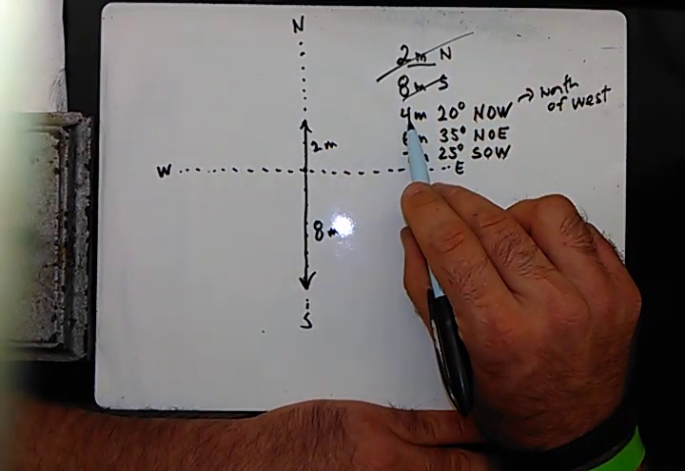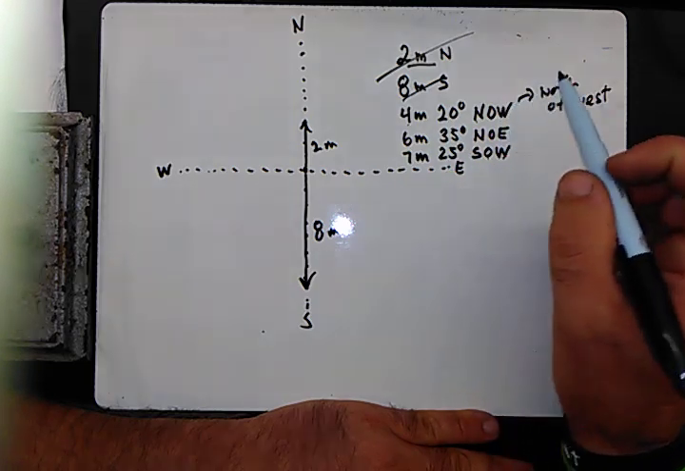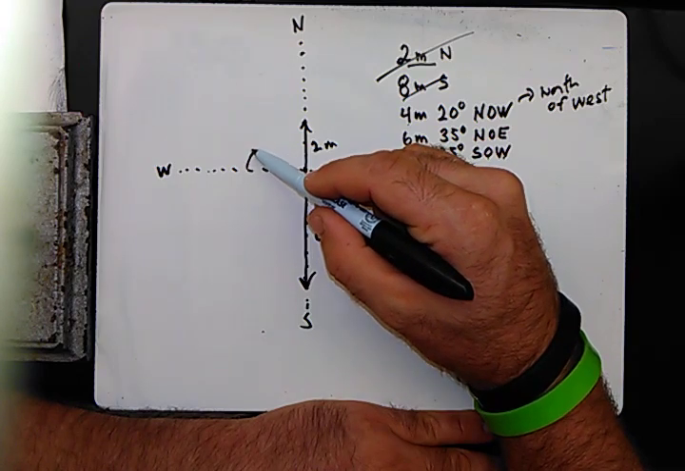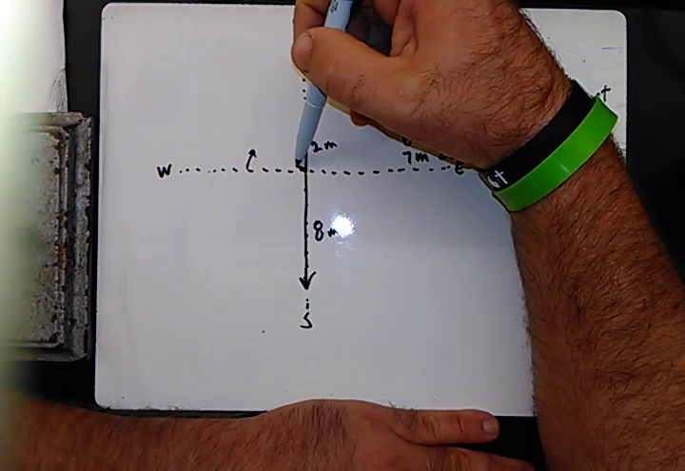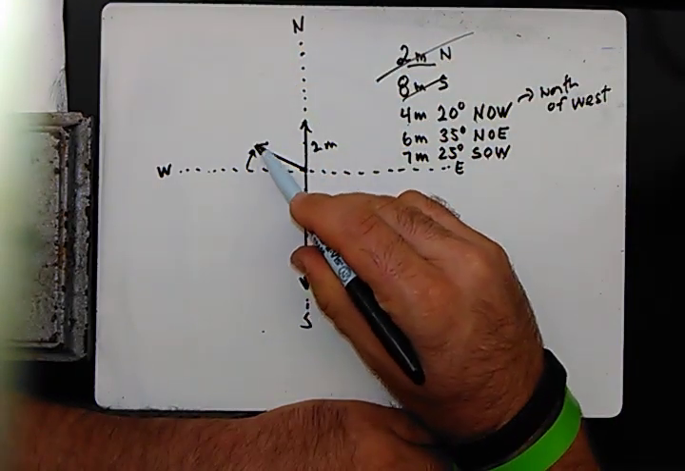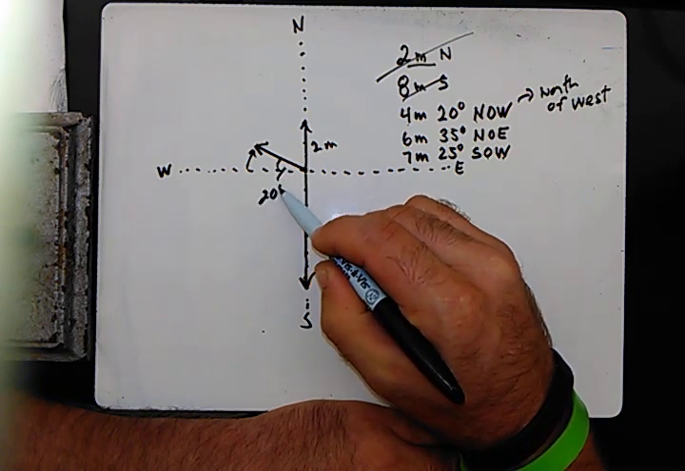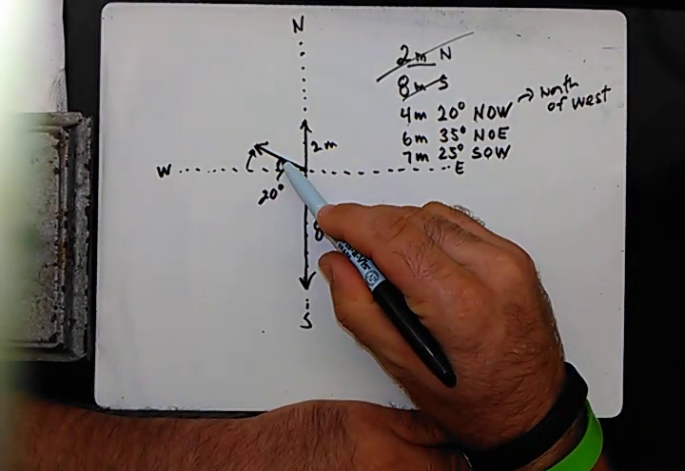And then we got our third one, 4 meters 20 degrees north of west. Here's the west line. We're going to go north of it 20 degrees. So here's our line. It's north of the west line by 20 degrees. There's our angle we're going to look at.